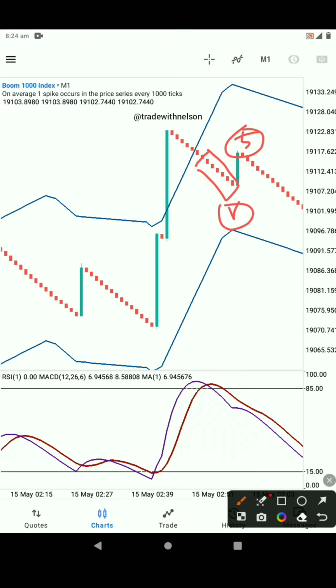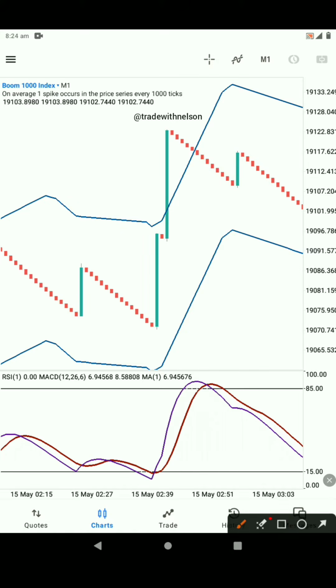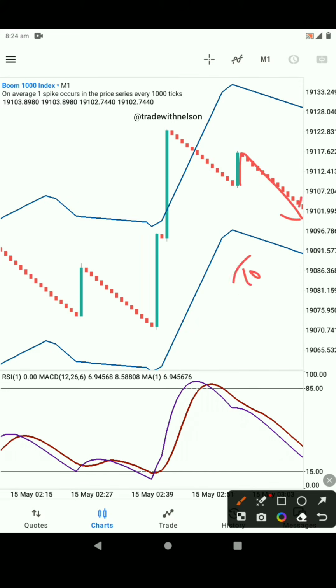See, the market gives you. But if you are still waiting for 10 candles, you can see at this point a spike before market continues to give you the 10 candles. So that is why I said 5 candles is very good.